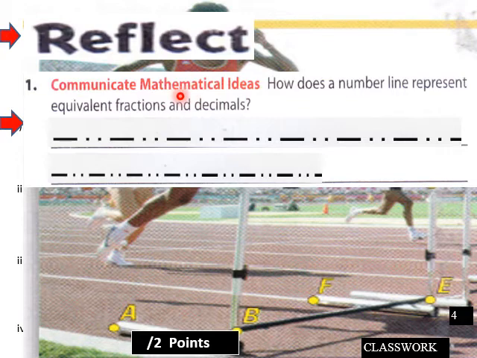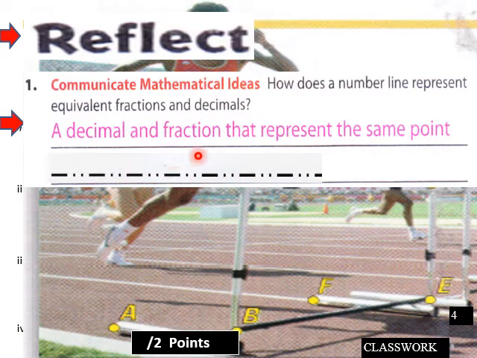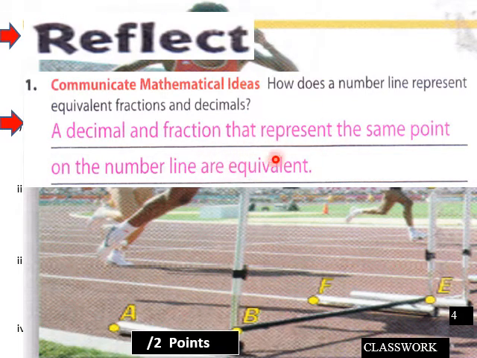How does the number line represent equivalent fractions and decimals? I mean, how would you respond to that, students, in a written response here? I'll let you respond to that. And here's the answer: a decimal and fraction that represent the same point on a number line are equivalent. There'd just be different ways of expressing a distance from 0. So there's different ways of expressing absolute values, whether they're negative or positive. So it's just the distance from 0.